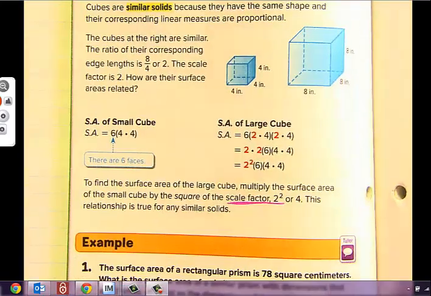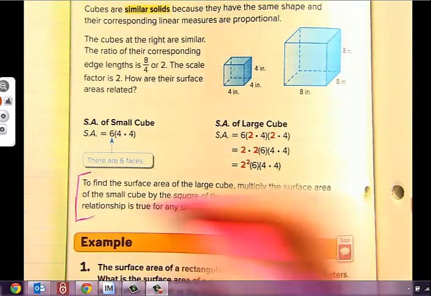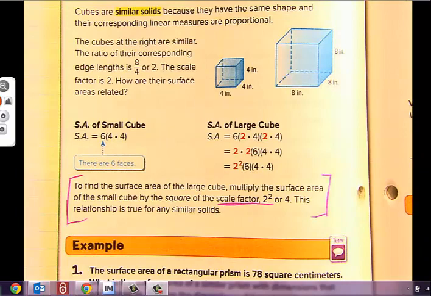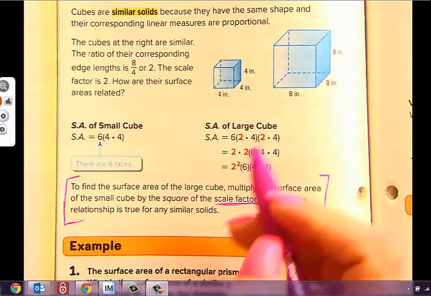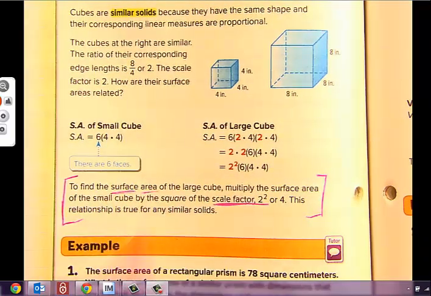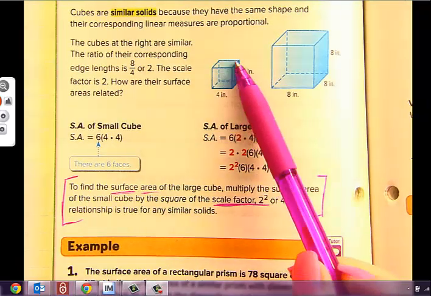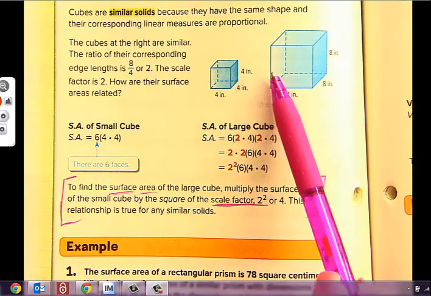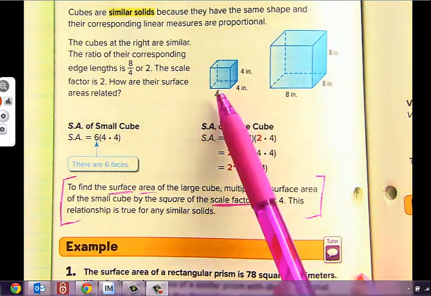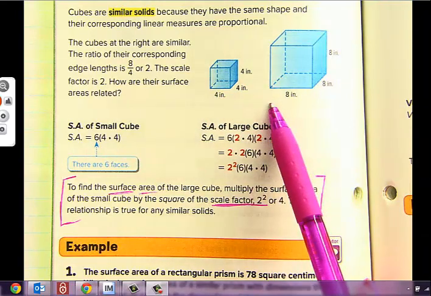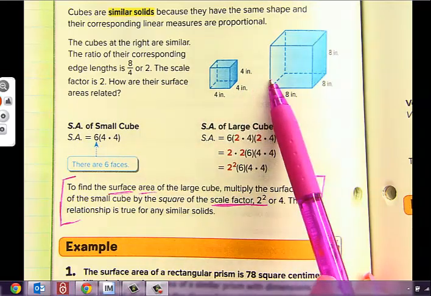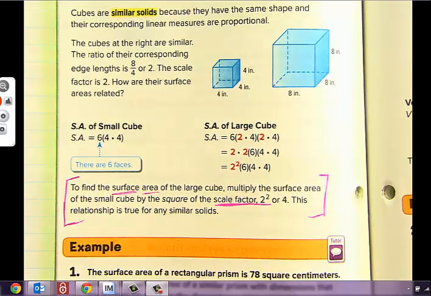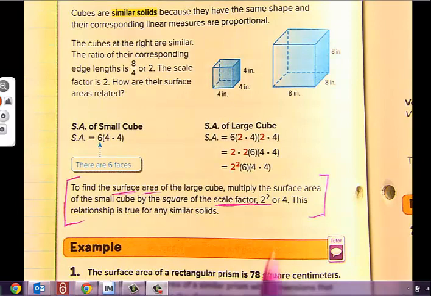Primarily I'm going to focus on this part right here, because this is really where the meat of the lesson is. Anytime you're talking about surface area, and about going from one measurement to another, these are similar because this one is exactly 2 times bigger than this one. This one started at 4 and went up to 8, so this cube is exactly 2 times larger than this cube. That's what we're talking about today, whenever we enlarge or shrink a solid.